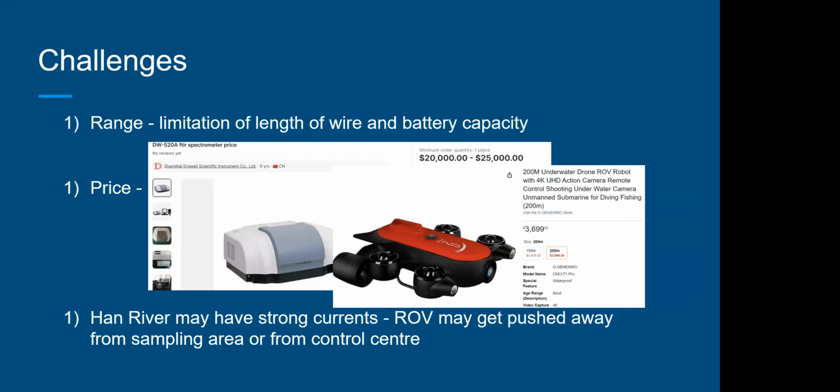These testing equipment and ROVs are not cheap, but we're hoping to offset that because it's a one-time purchase, and this is a system that can be repeatedly used in the future to hopefully reduce the overall cost. And especially if we're focusing on a river or certain environments, these ROVs might not be capable to withstand all environmental factors, so we do have to be careful about when we're testing.